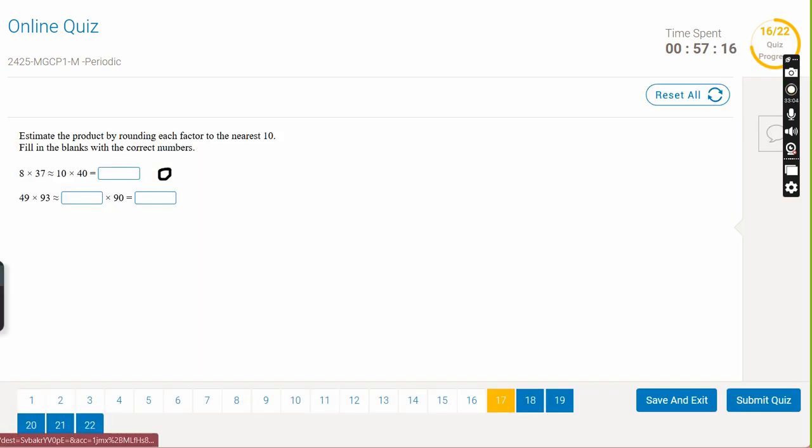The next one here, now of course, what are they? They're teaching you what they did initially, right? Estimate the product by rounding each factor to the nearest 10. Now each factor, not the larger one, each factor. So 8 and 37, you round both of them.